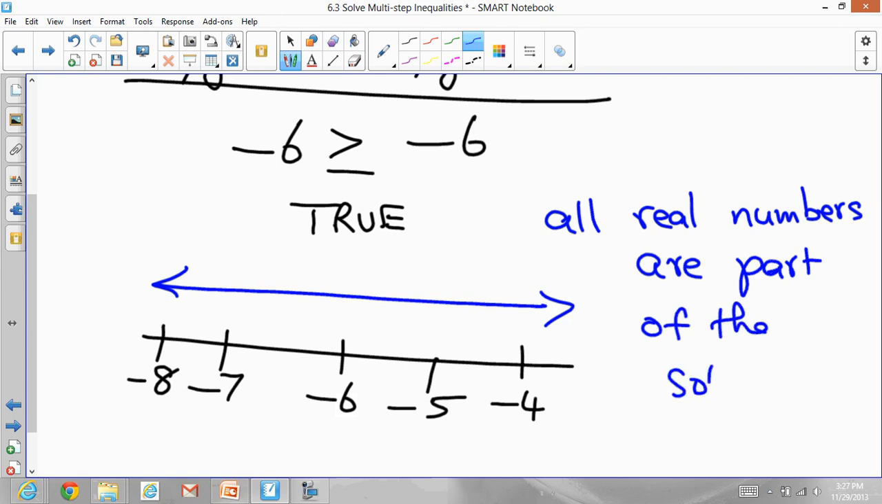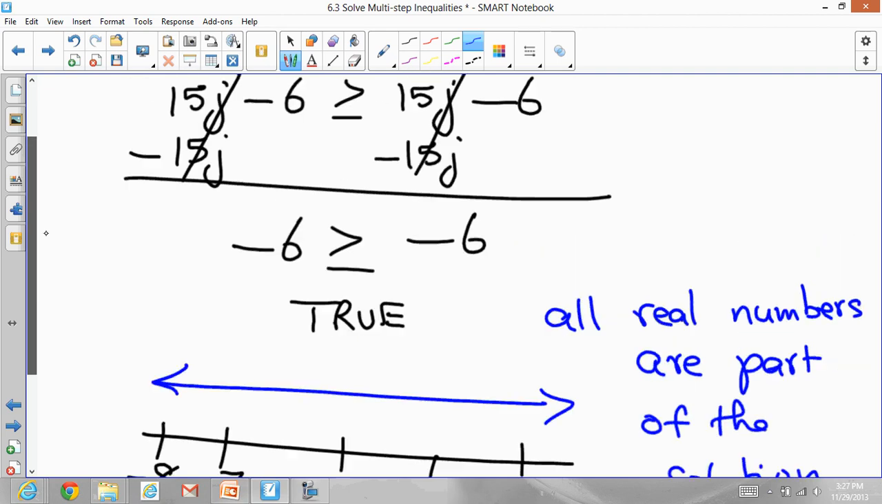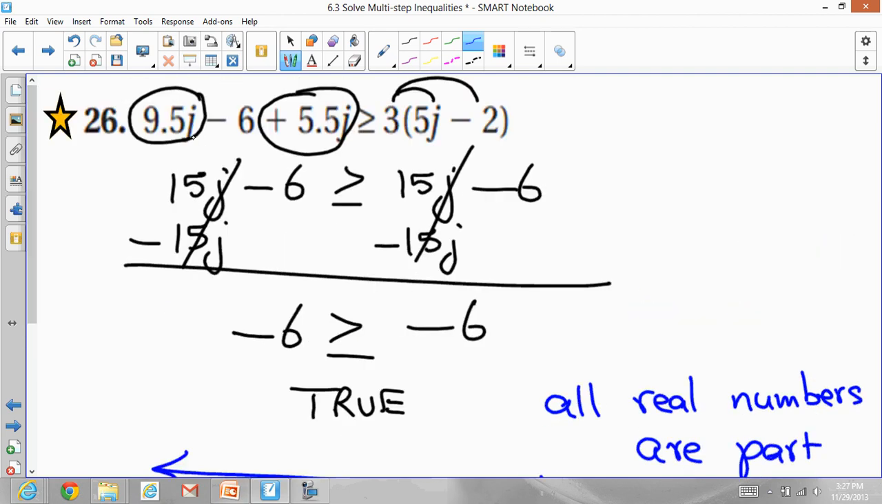And if you have to understand this further, that means if you take any number on your number line and if you replace your j by it, then the left side and the right side will make this inequality come true.